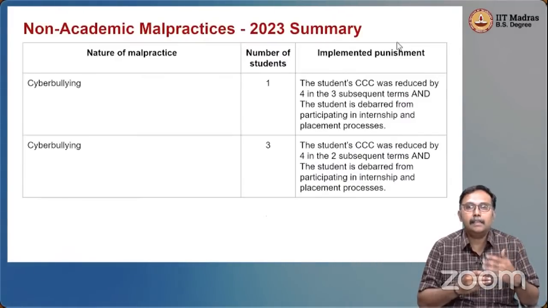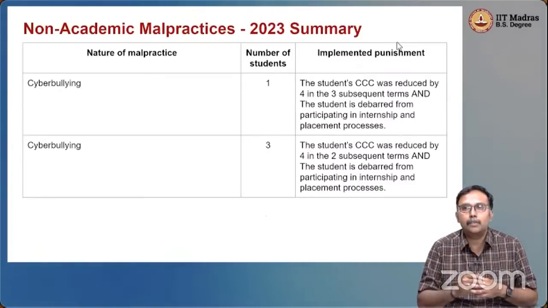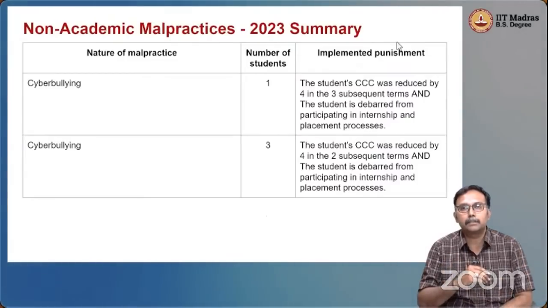The 3 other students who were involved in cyberbullying activities were also penalized, and their CCC was reduced by 4 for 2 subsequent terms, meaning that they cannot register for courses for the next 2 terms. And these students were also debarred from participating in the internships and placement processes.